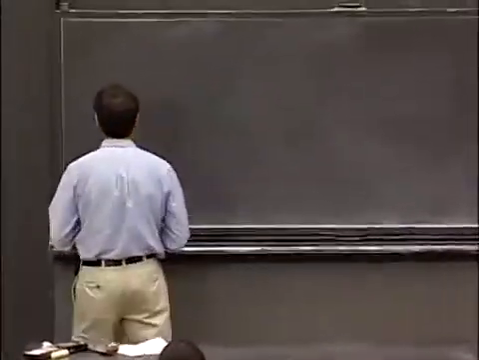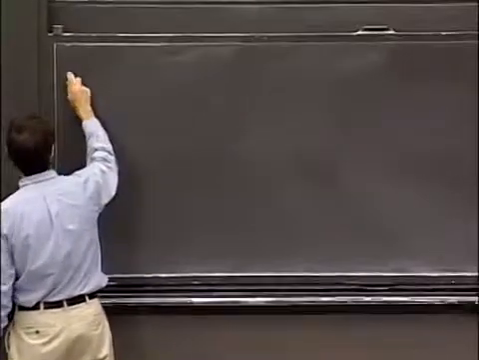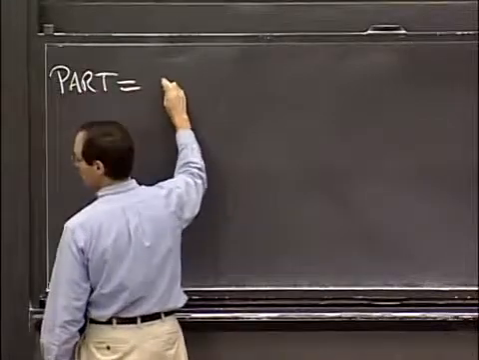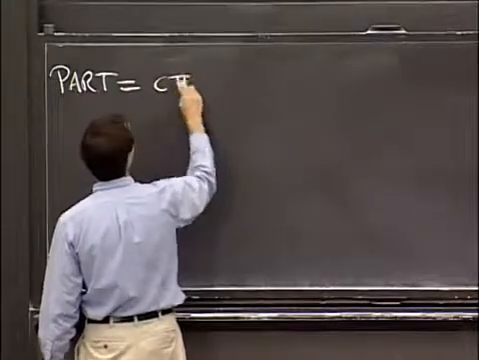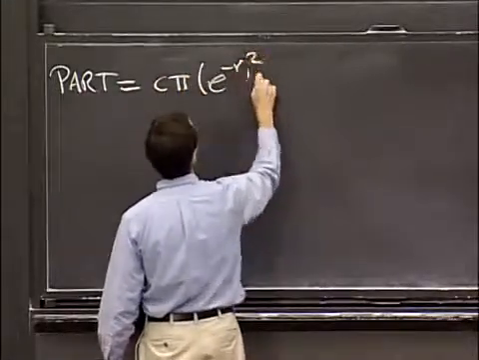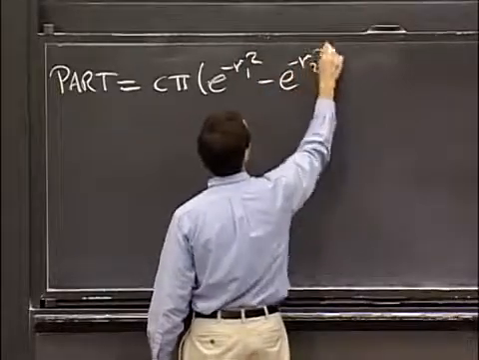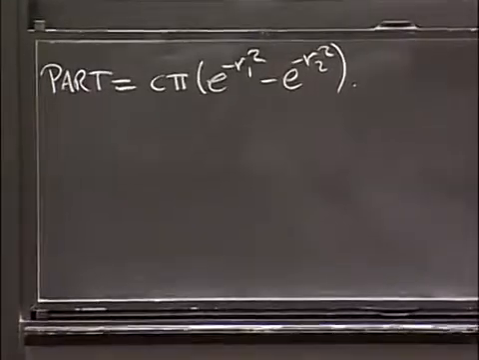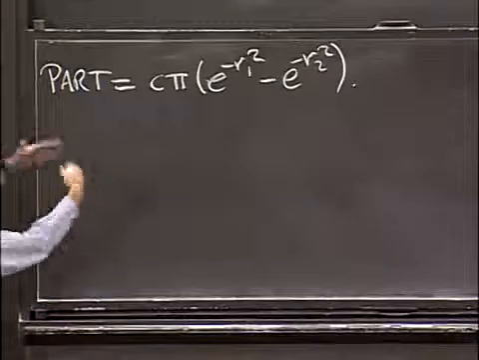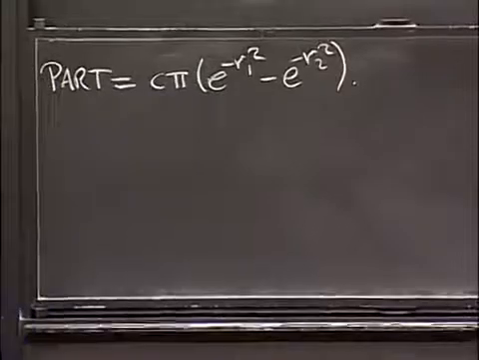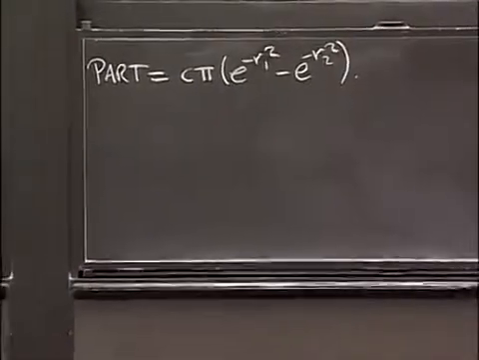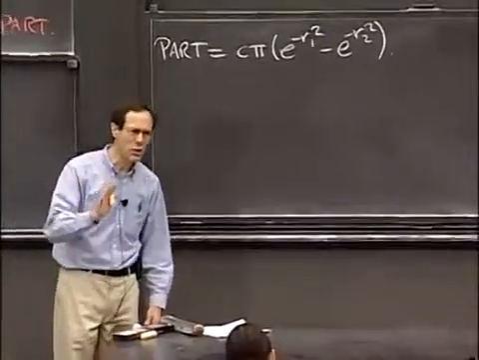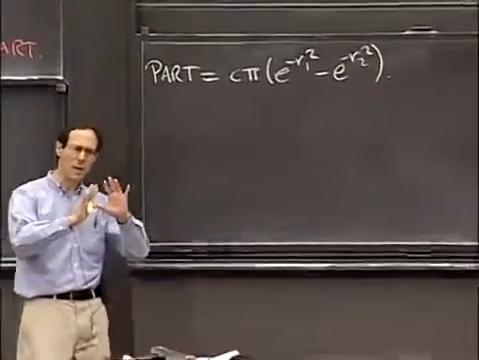Okay, now I want to work, so if you like, the part is equal to, maybe even I'll call it c pi times e to the minus r1 squared minus e to the minus r2 squared. Right, that's what it really is if I put in this factor. So now there's no prejudice as to how many attempts we made, whether it was 1,000 attempts or 1,000,000 attempts at the target.